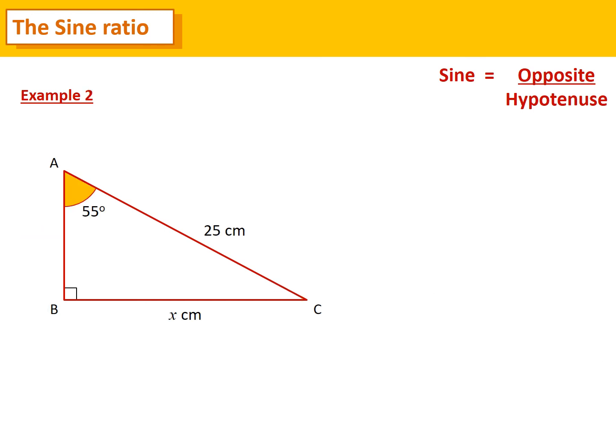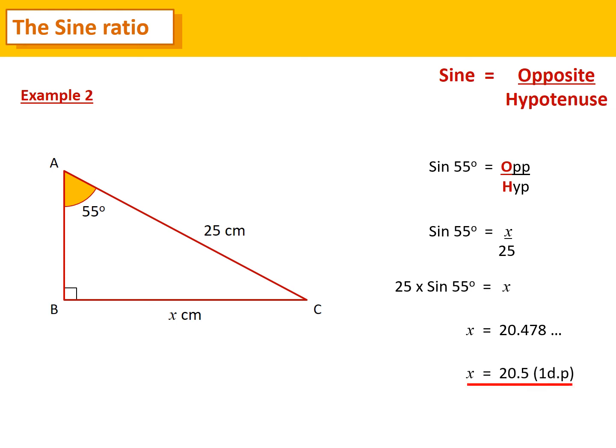Let's cement our understanding with more examples. Always check that the angle marked in looks at the opposite side, and we have 25 centimeters, which is our hypotenuse. So sine 55 degrees is opposite over hypotenuse, so that would be x divided by 25. If we then multiply both sides by 25, we have x equals 25 times sine 55. Once again, we would round that off appropriately, 1 decimal place, and there's our answer.